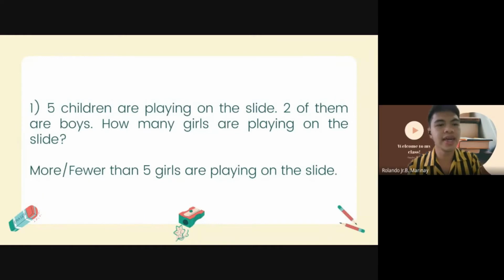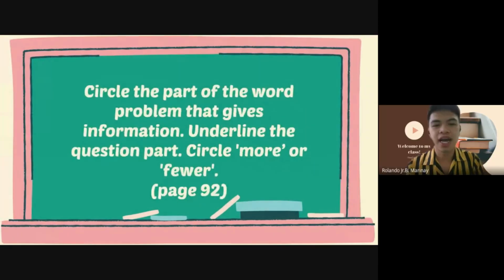Okay, now we're going to have an activity, a written activity. So teacher wants you to open your book to page 92. Page 92.